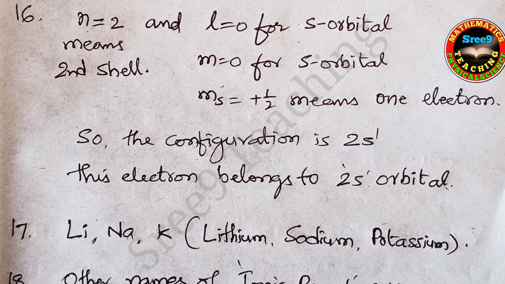Okay, so the configuration is 2s1, because 2 is the second orbit, that is the principal quantum number. l is 0 means s orbital, and ms is plus half means one electron, that is s1. Hence 2s1 is the configuration, and the answer is this electron belongs to the 2s orbital. Okay, this is the answer for the 16th question.